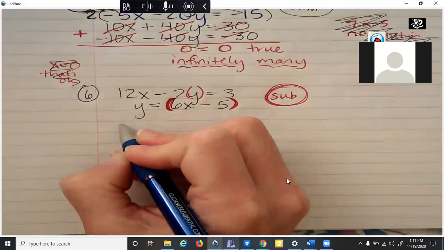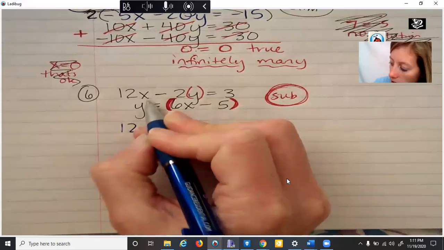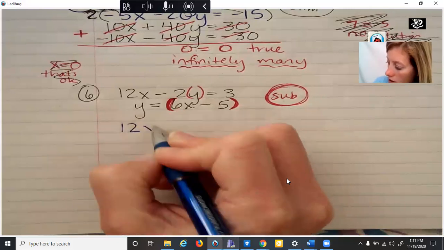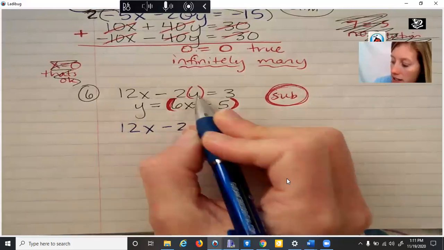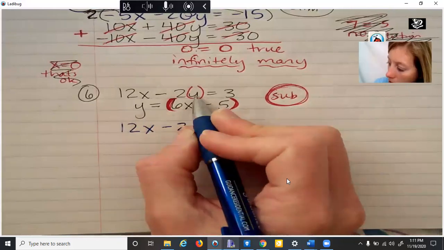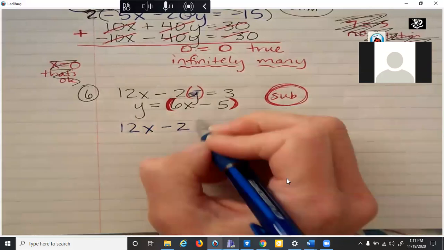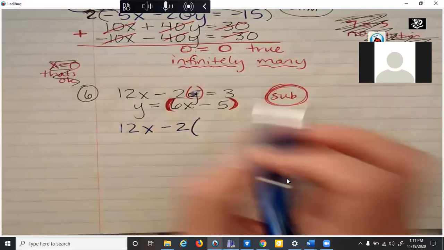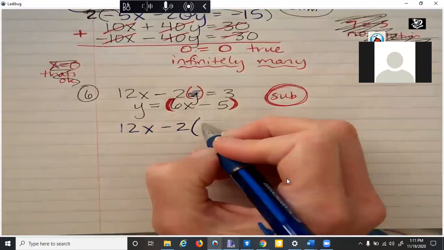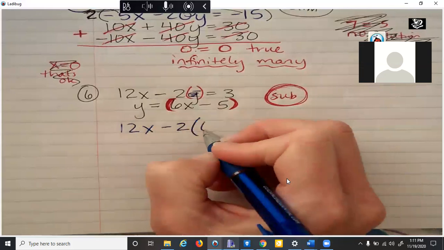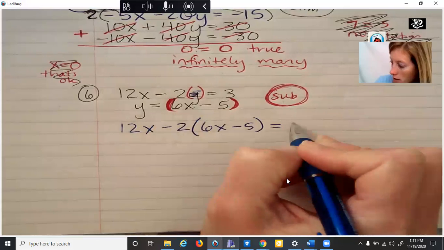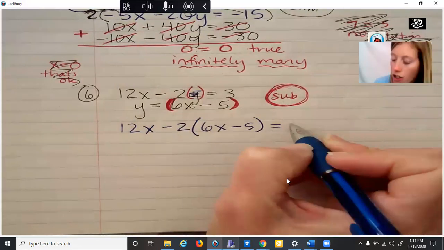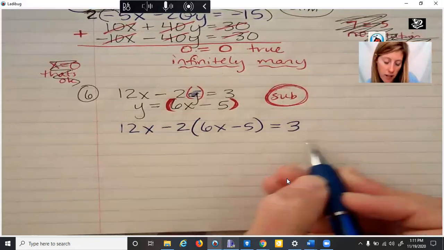12 minus 12x. 12x minus 2y in parentheses. The y is the one that's going to disappear. So it's 2 parentheses, I mean 6x negative 5 parentheses, equals 3. All right. Do you see how I did that, AJ, or do you want me to say it again?